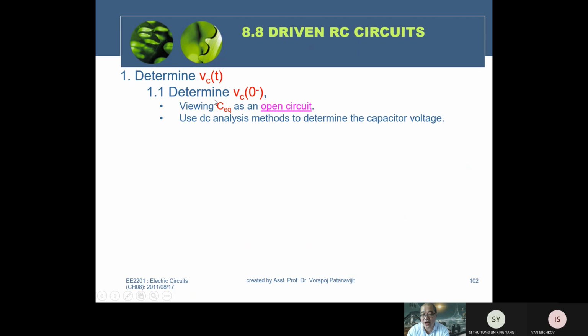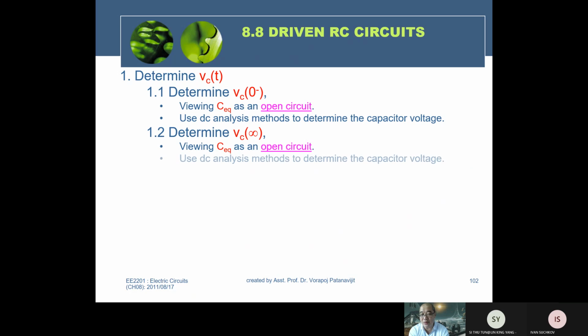Okay, the first one, determine the capacitor voltage at time less than 0. At this point, the capacitor will behave like an open circuit, and you can use the DC analysis method to determine the capacitor voltage. Okay, next one, determine the capacitor voltage at time equal to infinity.